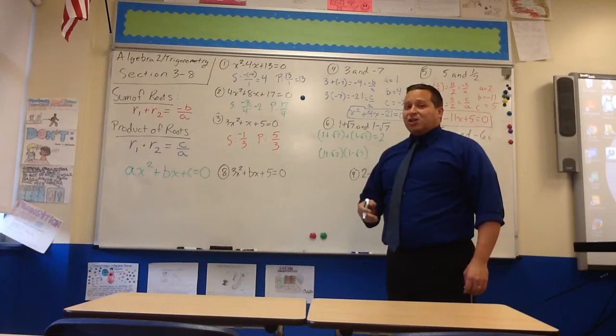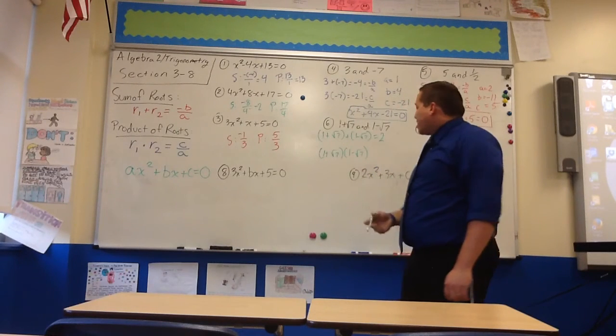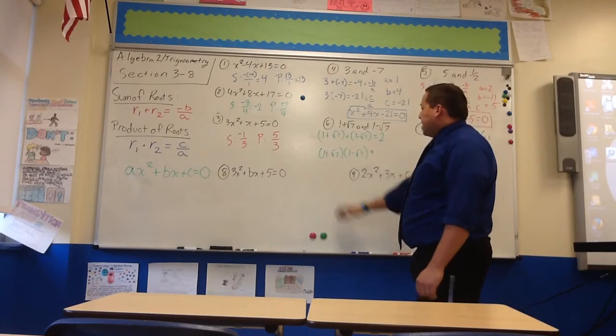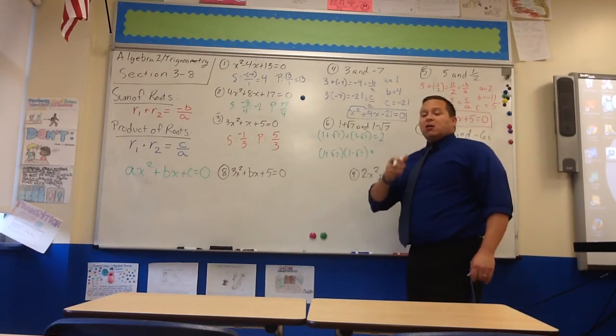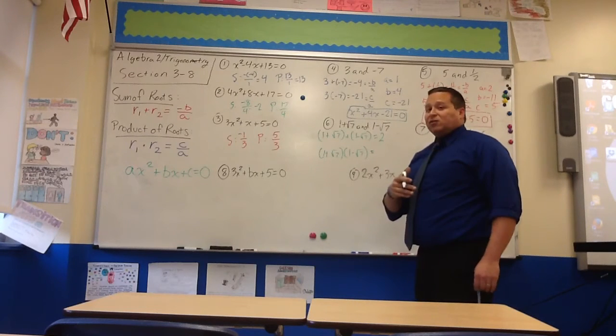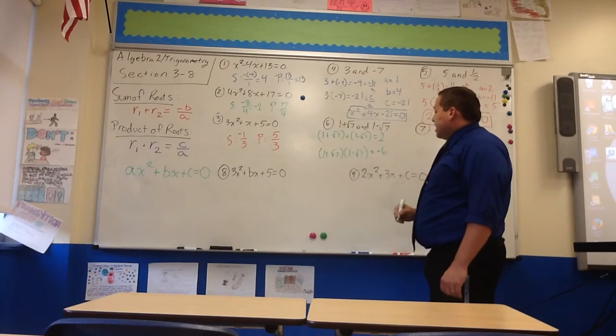1 plus radical 7 times 1 minus radical 7. Yes, those are conjugates. The product of two conjugates is always a real rational value. So in this case, it would be 1 squared minus radical 7 squared. So that's 1 minus 7, or negative 6.